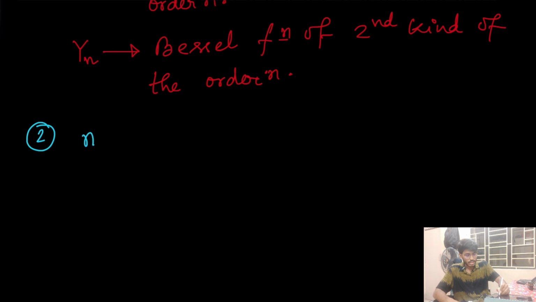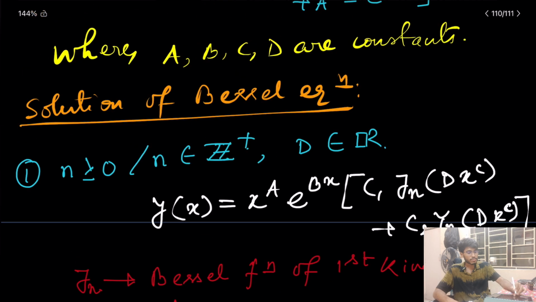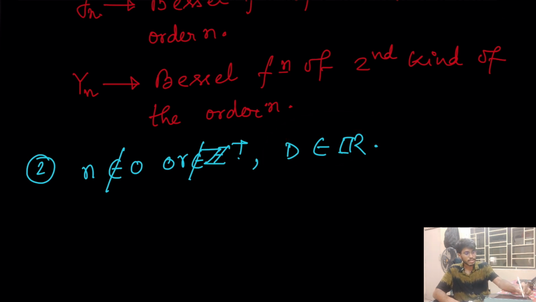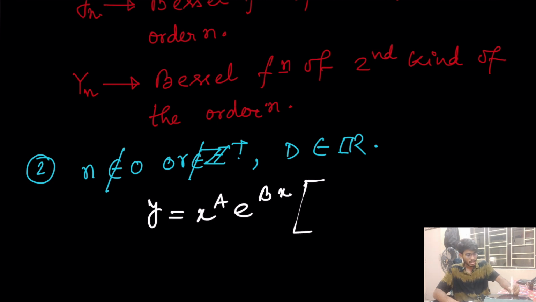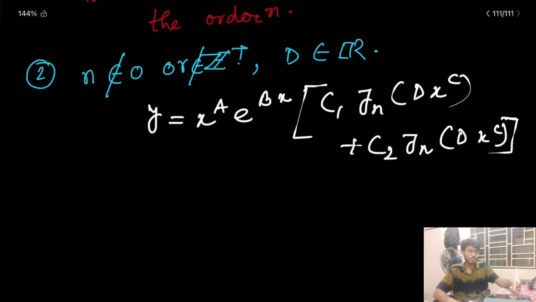Now case 2: if n is not equal to 0 and neither it belongs to positive integers, and if my d is real, here also I was having this condition, that my d is real, so this is my second condition, then my y will be x to the power a e to the power bx, again c1 Jn(dx^c) plus c2 J-n(dx^c). Similarly I have two more conditions.